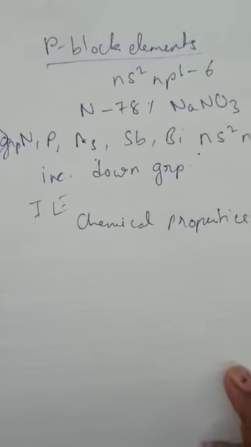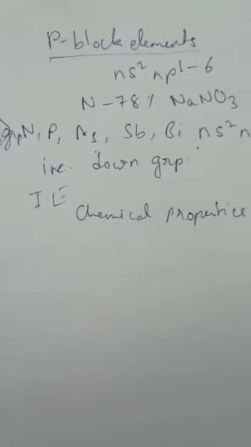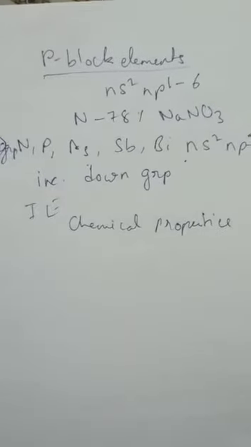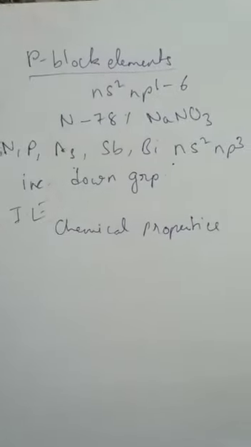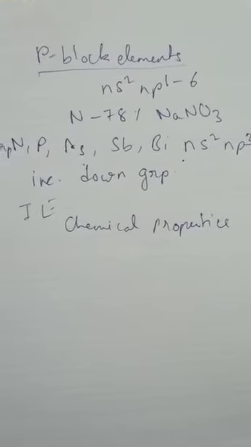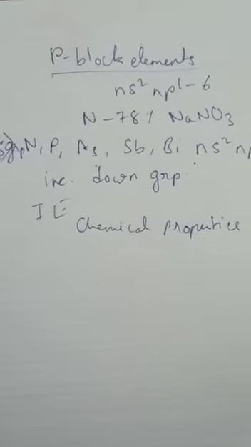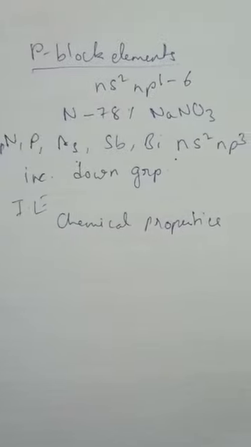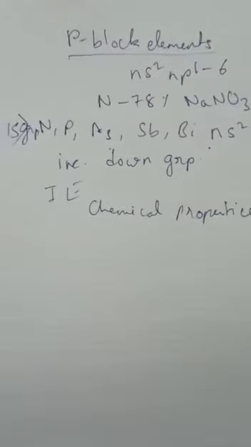So students, now we are going to start our new chapter, which is your p block elements. In the earlier chapter we had studied about the transition elements, which was your d block elements. So today we are going to start our new chapter, which is your p block elements. The general electronic configuration for p block element is ns2 np1 to 6.